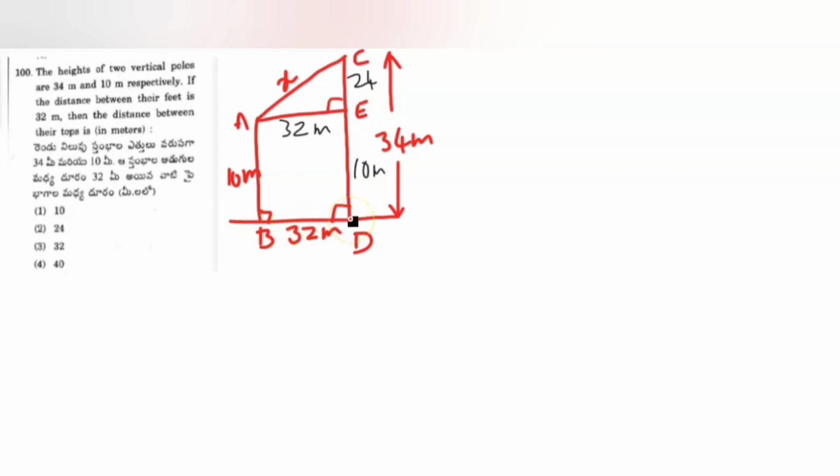is 32 meters here. So now if you draw a perpendicular like this and a line parallel to BD, these two both should be 32 meters each. Now as AB is 10 meters, ED is also 10 meters. Total we know is 34 meters. So 34 minus 10 gives you the remaining distance EC. So EC distance is 24 meters. Now if you observe, all are perpendiculars to the ground. So AEC is a right angle triangle. We can apply Pythagoras property to this.